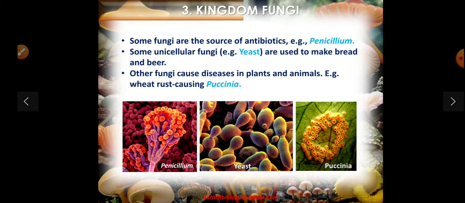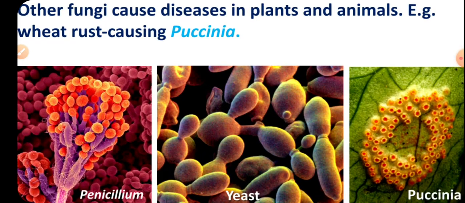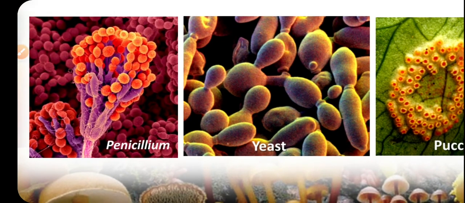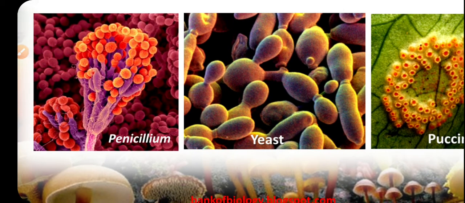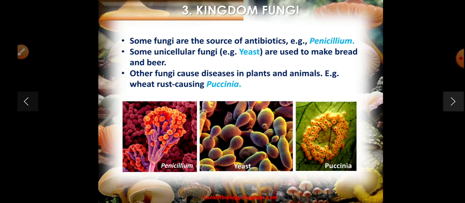Some unicellular fungi, that is yeast, are used to make bread and beer. Other fungi cause disease in plants and animals. One plant disease, that is wheat rust disease, is caused by Puccinia. So penicillium is used as medicine, yeast is used for making bread and beer, and some fungi also work as disease causers. You can see penicillium, yeast, and this is Puccinia.